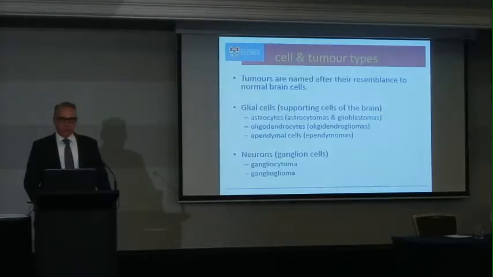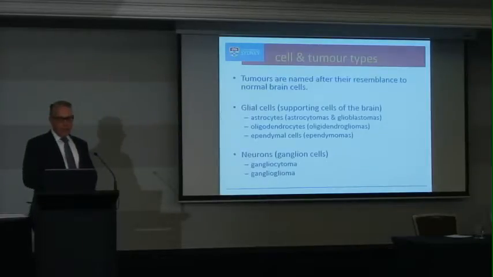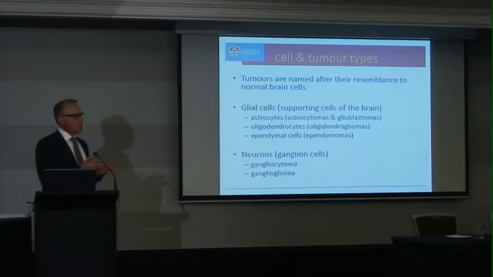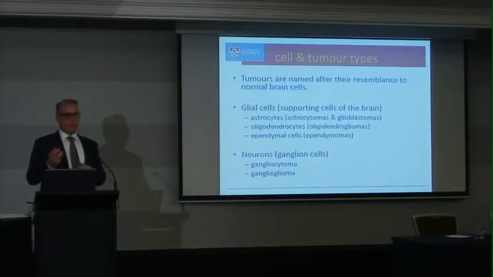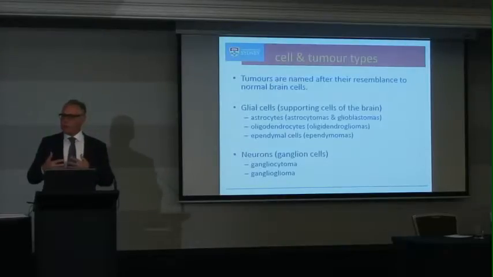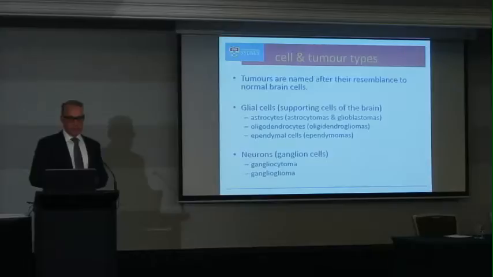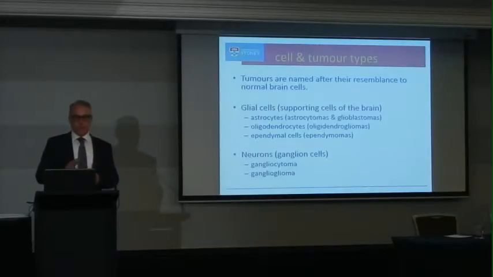So the tumour names, some of them are fantastic names, and it's always fun saying them because you sound intelligent. They're named after their resemblance to normal brain cells. So in the brain there's neurons, also called ganglion cells, and they're the ones that do all the information processing. But then they are surrounded by all these supporting cells, cells that basically nurture the neuron and make sure it's in place. If there's damage to the brain, these cells can produce their own type of scar tissue, and they're the glial cells. And there's different types of them.